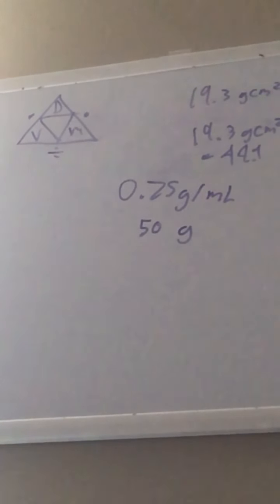I forgot what I did here. Hold up. Give me a minute. I'm pretty sure that I divided 0.75 with 50. No, I divided 50 by 0.75. Did I? Yeah, I'm pretty sure I did.